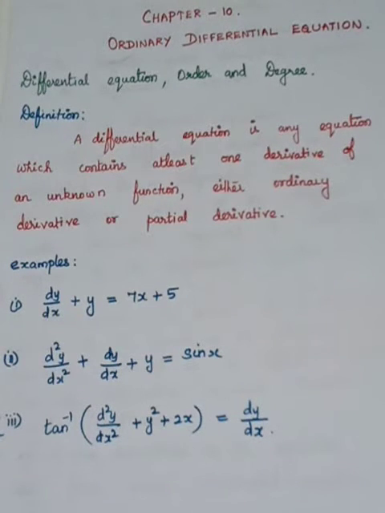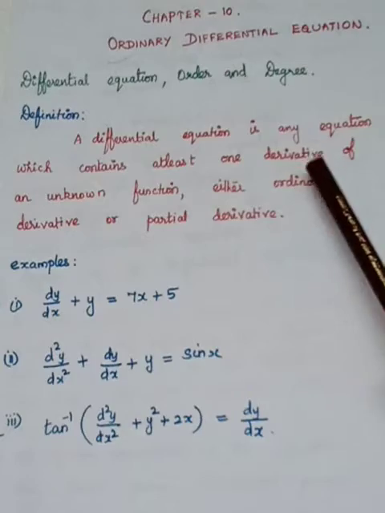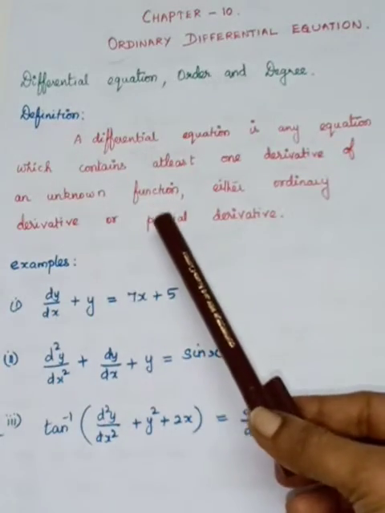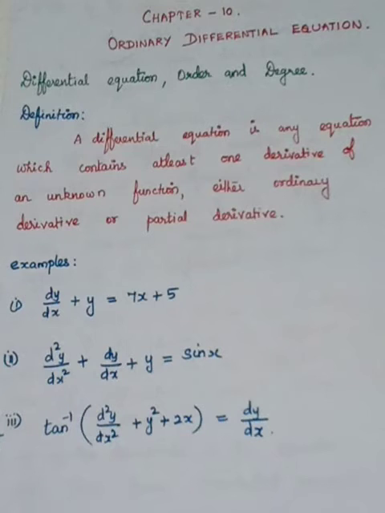Good morning, students. Chapter 10, Ordinary Differential Equations. In this chapter, first we are going to see what a differential equation is and how to find the order and degree of a differential equation. You see the definition: a differential equation is any equation which contains at least one derivative of an unknown function, either ordinary derivatives or partial derivatives.